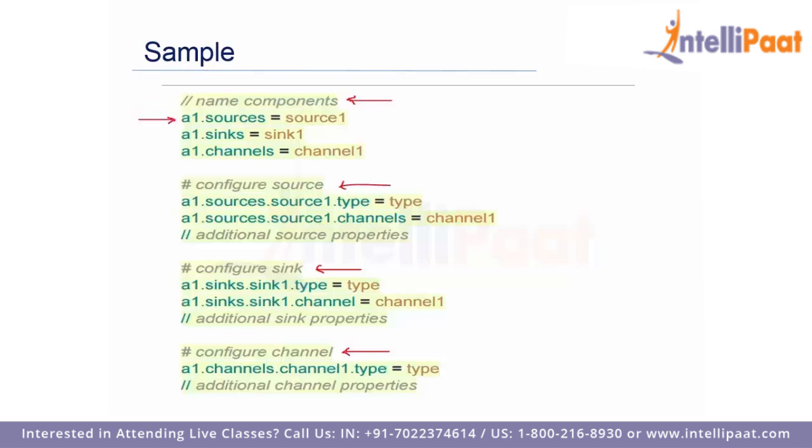Let us have a sample conf file, and I will explain the different components we have here. On the screen you can see the first one is name components, which means that we are naming our Flume components. In here, a1 is our agent, so it is the agent name, and for the three components, sources, sinks, and channels, we are providing some names. For sources we have the name source1, for sinks we have the name sink1, for channels we have the name channel1.